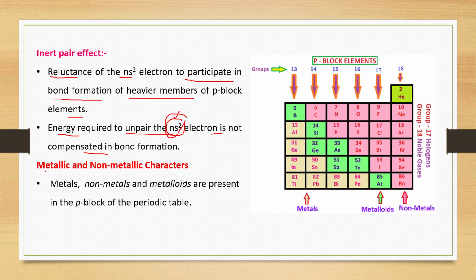In p block elements, how do metallic and non-metallic characters change? As we know, in p block elements, metals, non-metals and metalloids are present. See this periodic table. These are the metals indicated by this color. This is the borderline; elements situated near the borderline are metalloids, and these are the non-metals. Clear? So all 3 types of elements, metals, non-metals and metalloids, are present in p block elements.